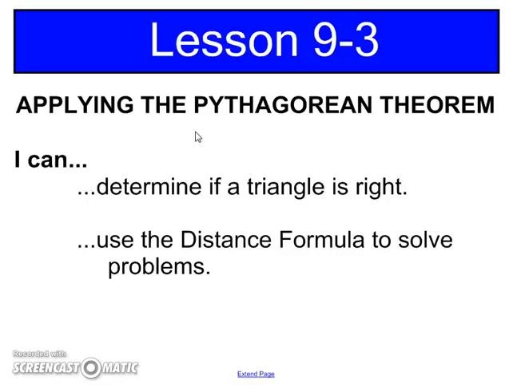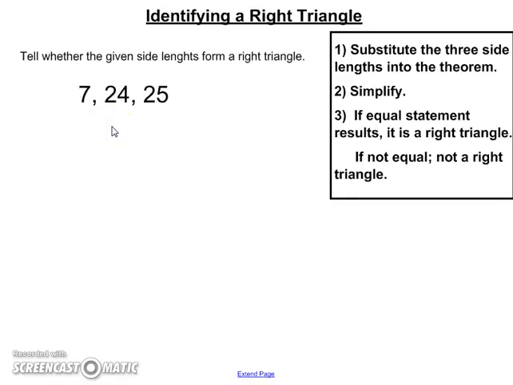All right, so in 9.3, there's two main things I want you to be able to do. One is to determine if a triangle is right. And what I mean by that is, is it a right triangle? Not is it right as in is it correct? And then the second thing is to use the distance formula, and I'll show you the distance formula here when we get there. So, all right, first of all, so we have a possible right triangle.